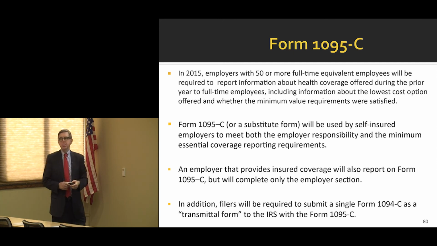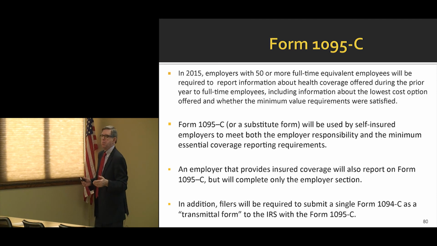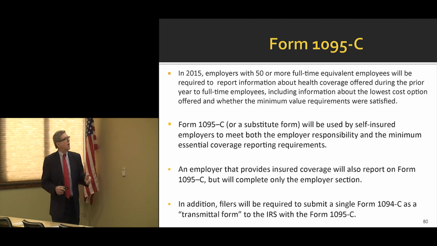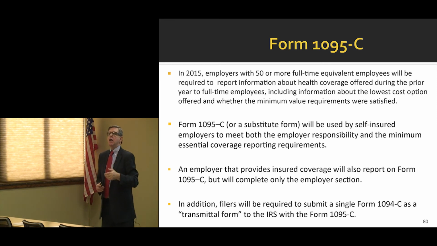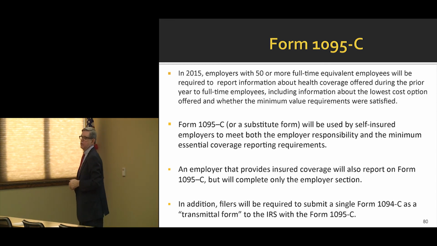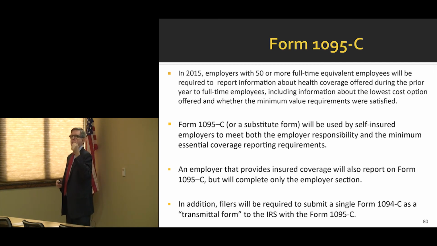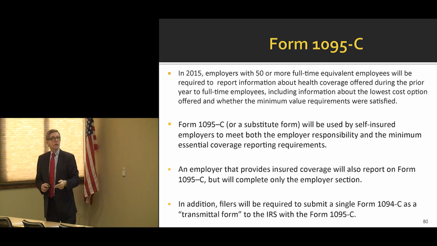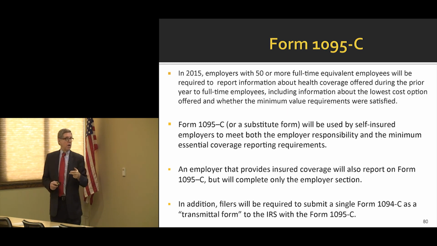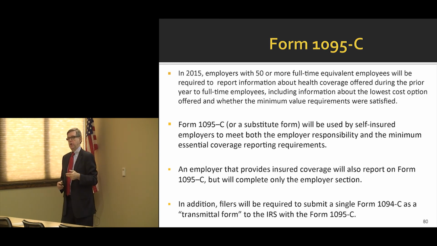Now, if for some reason you discover you become 50 or more, then starting in 2015, you have to file a 1095C. And the purpose of the 1095C is to report what coverage you offer to your employees. Was that coverage affordable? Was that coverage minimum value? And who you offered coverage to? So under the 1095C, there are three sections. One section talks about who you are, or who the employee is. The second section talks about what coverage you offer to the employees. And the third section is whether that individual is covered. That is only completed if you're self-insured.